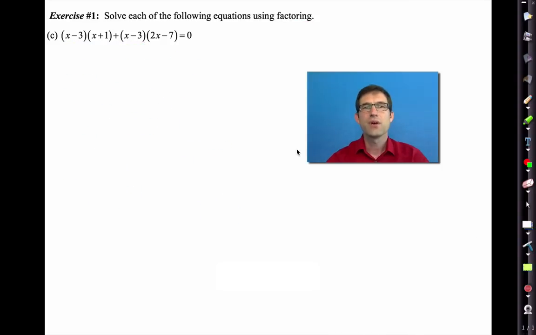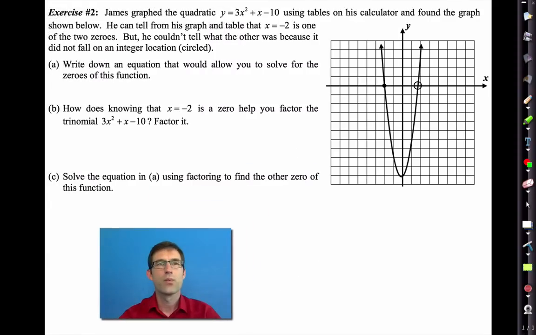Okay, so what do we have in the next portion of this lesson? Well, we've got a nice problem that involves graphing. Now this is a neat problem, and I really want you to be full on paying attention to it because it's got some really cool stuff in it. Exercise 2 says, James graphed the quadratic y equals 3x squared plus x minus 10 using tables on his calculator and found the graph shown below.